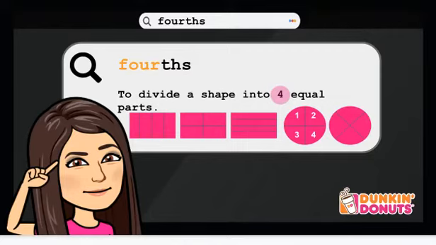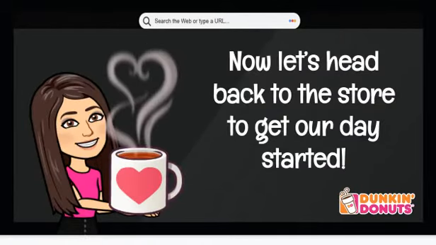Now, sometimes it's really tricky to do fourths because we might think we want to draw 4 lines, and then we'll accidentally have 5 pieces. So it's extremely important that we're checking our work and counting over our pieces to make sure that when we're partitioning fourths, we actually have 4 pieces. Now let's head back to the store to get our day started.